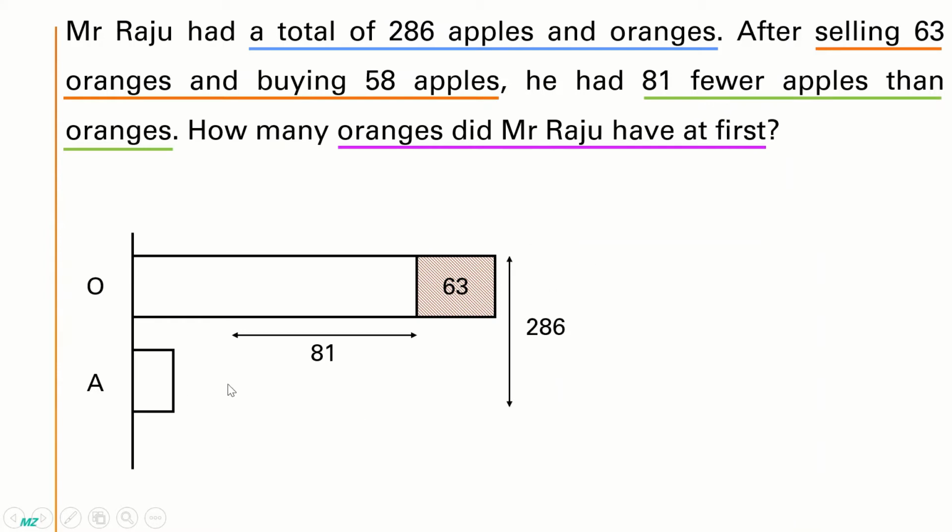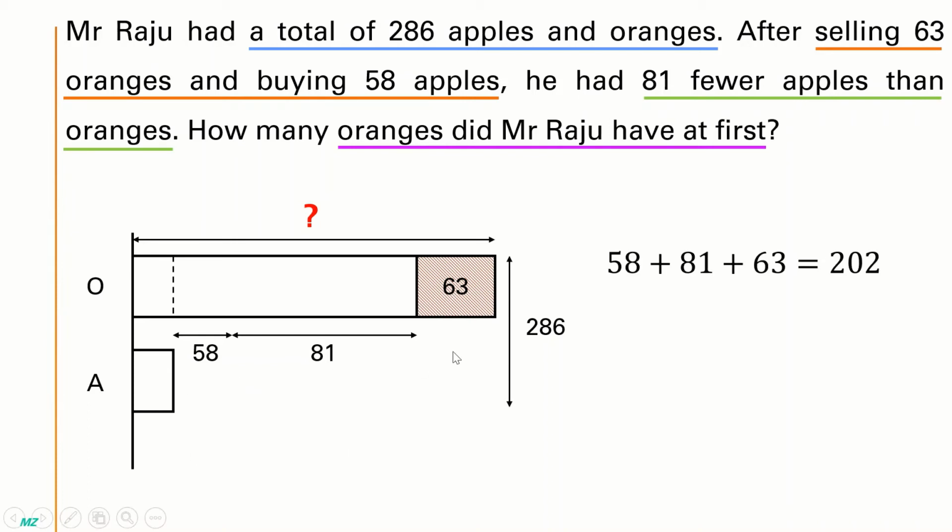Alright, so we know that we need to find the number of oranges Mr. Raju had at first. So this is the rectangle or the bar that we need to find, question mark. Okay, next we can add this part here to be 58, because initially we labeled this part as the 58 apples that Mr. Raju bought, so it will be 58 here. Alright, from here we can take 58 plus 81 plus 63 to get 202.